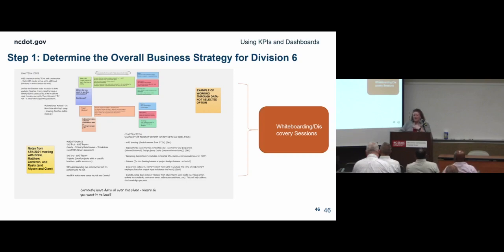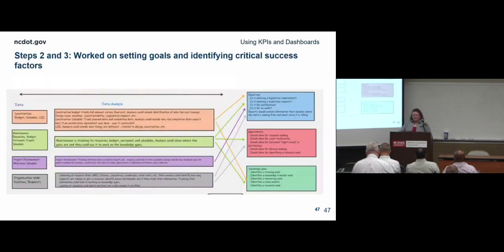We talked about their overall business strategy. One of their values, or their mission in Division 6, is to do it once, do it right, accountable, and on budget. And I thought that was great. They said, this is what we want to accomplish, this is where we are at. So I said, that's our strategy. Let's look at some goals for that, right? So in steps 2 and 3, we worked on setting the goals to achieve that, identifying those critical success factors.